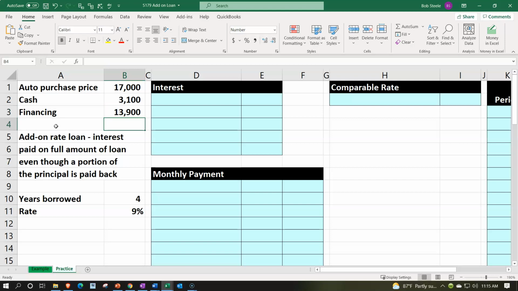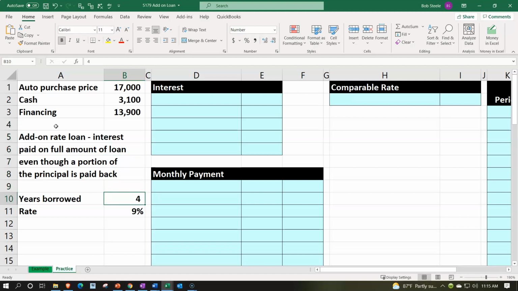We have an add-on rate loan, which has interest paid on the full amount of the loan, even though a portion of the principal is paid back. So we'll see how this works as we set up the loan. But the idea is that you're paying interest even though the principal has decreased. And when you look at the installment loan, the basic concept is as the principal goes down periodically when you make the payments, then of course you're only paying the interest on the reduced principal amount. That's a little bit more complicated, however, to figure out. So we'll take a look at it here and do the contrasting.